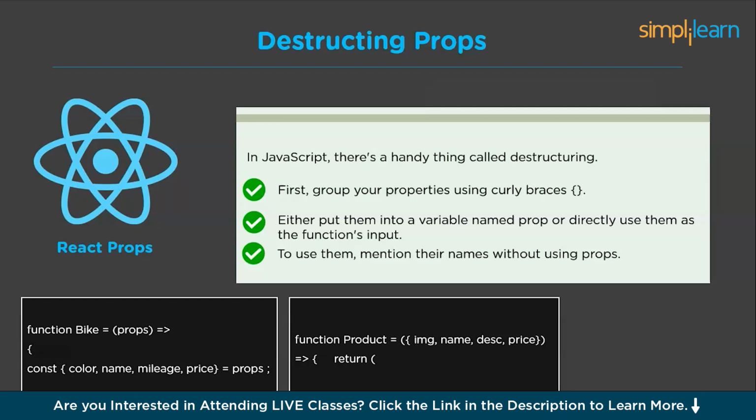So in a nutshell, destructuring in React is like picking out the bits you need from a bunch of data and using them easily in your code. So this makes our code more readable and concise. So this was about destructuring and about React props.